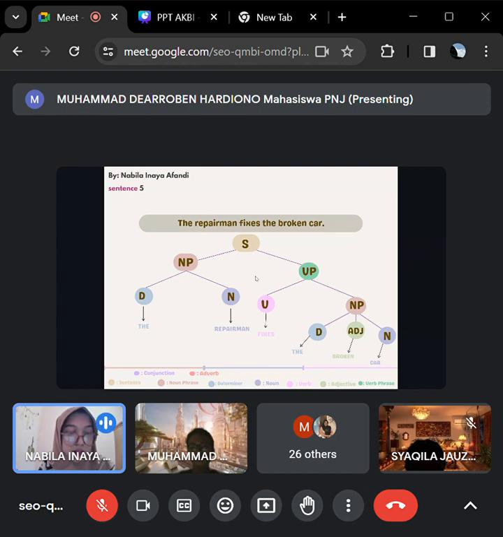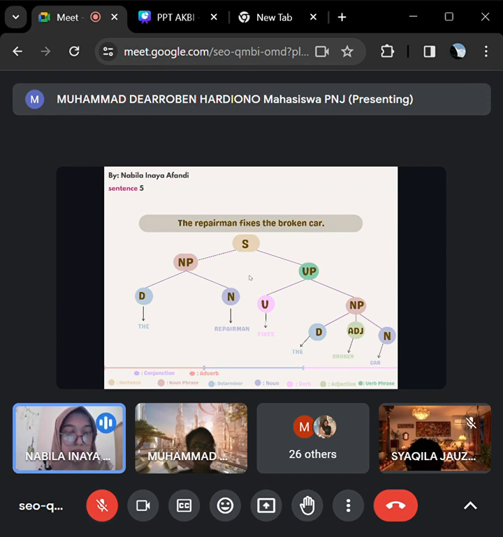And for the specified, the verb in this sentence is "fixes" and is a transitive verb because it takes an object, which is "the broken car". It describes the action the repairman is performing. And NP is also composed of three elements: determiner, adjective, and noun.